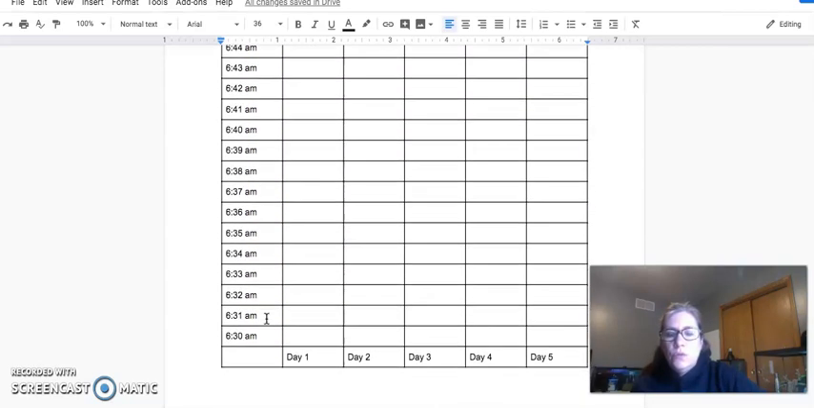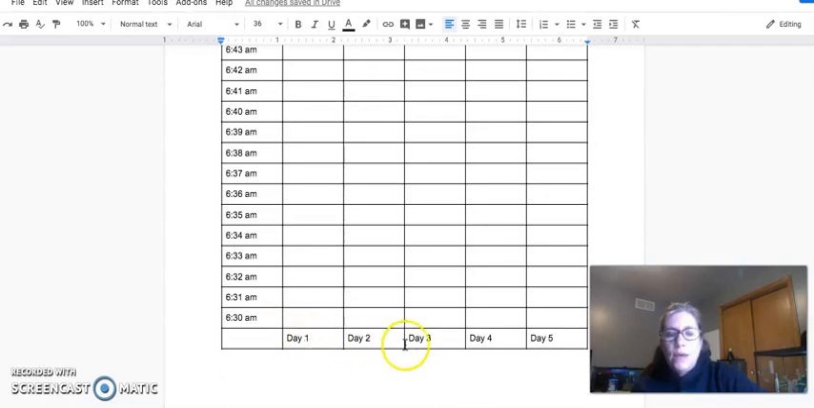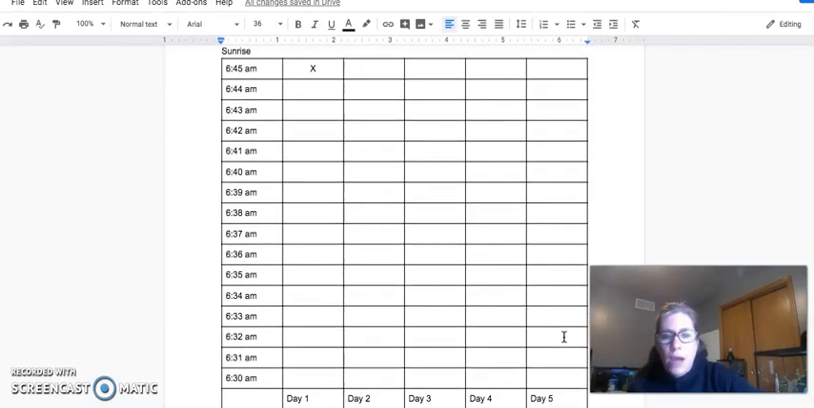Then we are going to label on the bottom 5 different rows. I asked you to keep track of the sunrise and sunset for 5 days. So I want you to label day 1, day 2, day 3, day 4, and day 5. What we will do with this graph then is, as we look at our sunrise, if we find on weather.com that it says the sun is going to rise at 6:45, I want you just to put an X on day 1 next to 6:45.